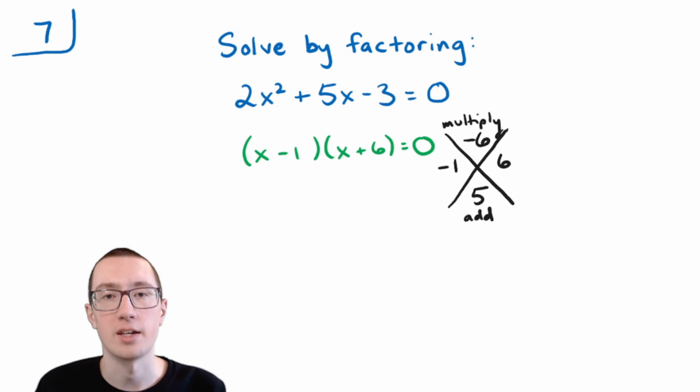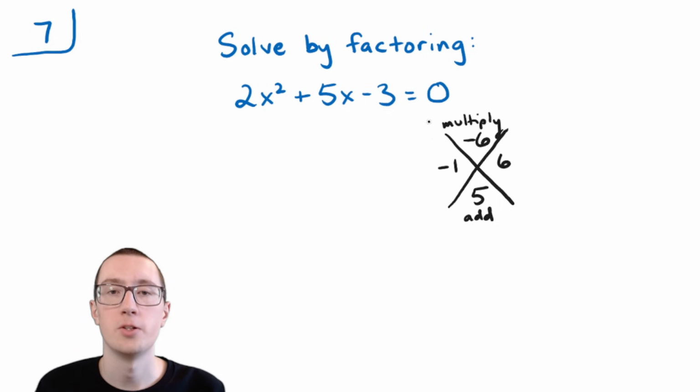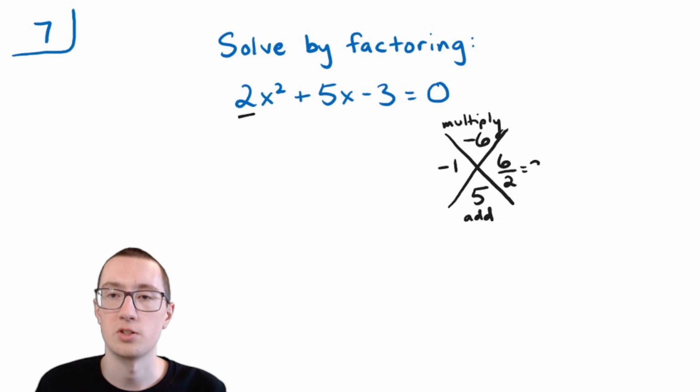But in this case, we have a 2x squared. So we're going to have to do one extra step. What we need to do is take this number 2 and divide either of these two numbers here on the sides by 2. You can divide the negative 1 by 2, but then you have fractions and no one wants to do that. So we're going to divide the 6 by 2 instead. And 6 divided by 2 is 3. So our two numbers are actually negative 1 and 3.